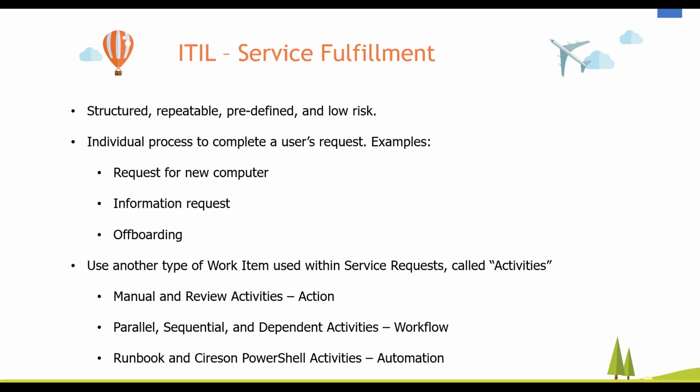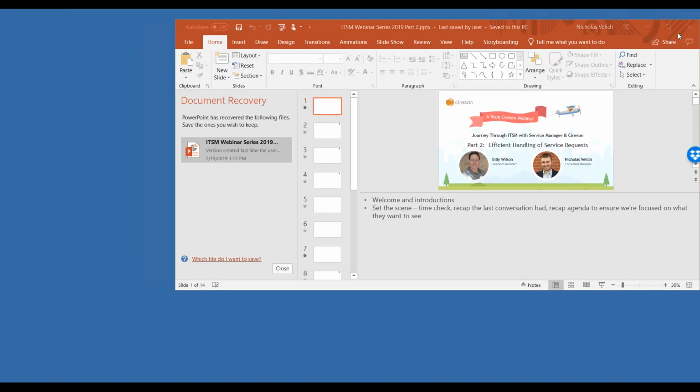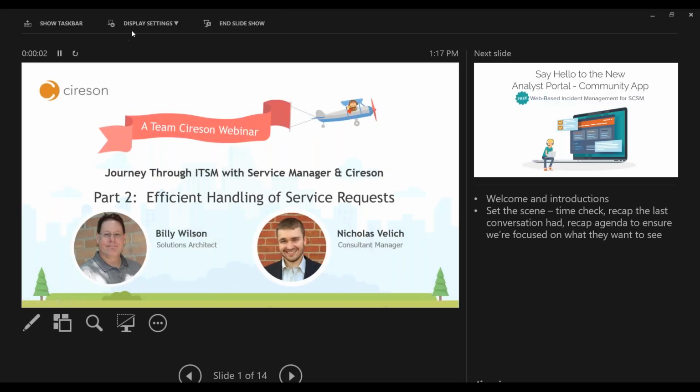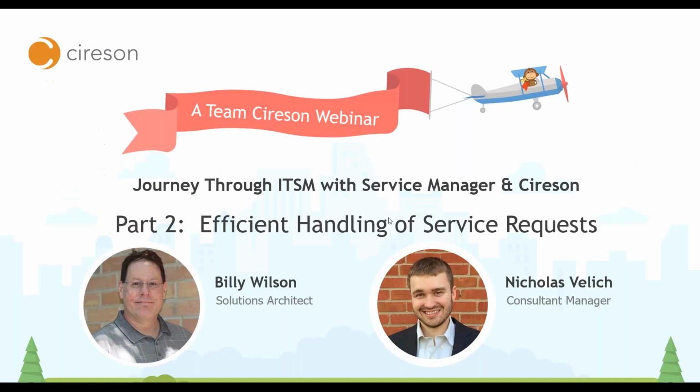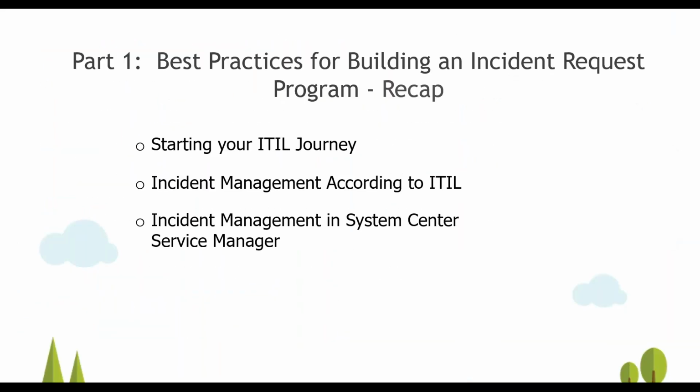So we have 5 different work item types. And in fact, if I go back to the other slide, I won't bother. But you have incident, service. Oh, what's happening here? Okay. I must have hit a hotkey. One second. Okay.